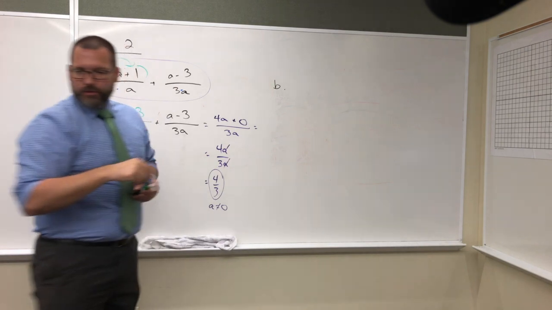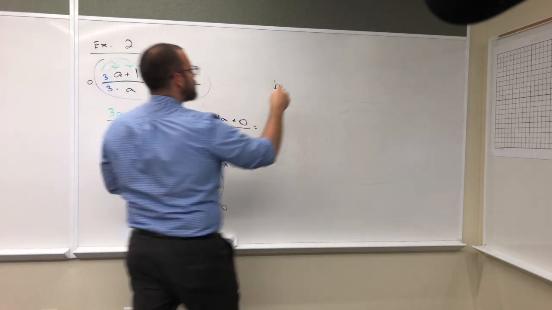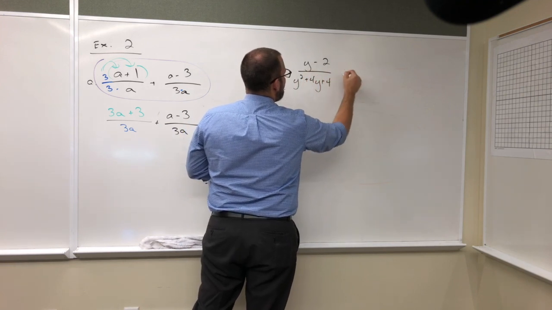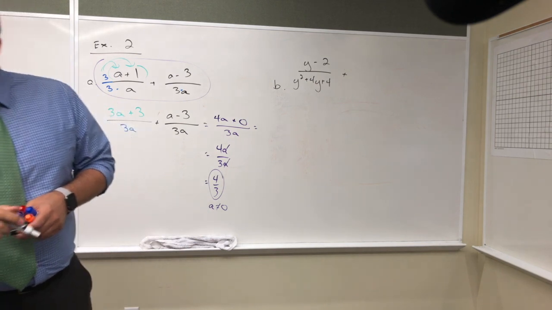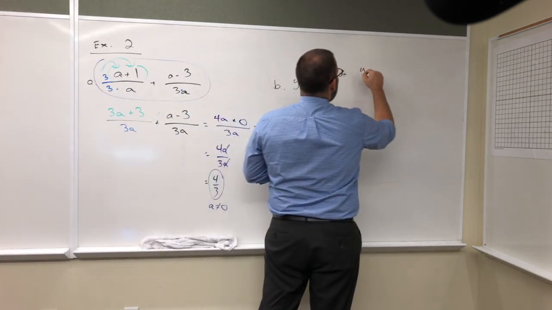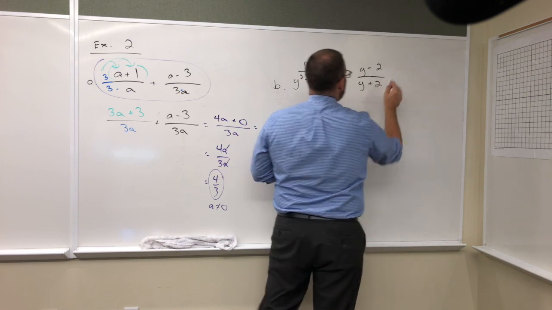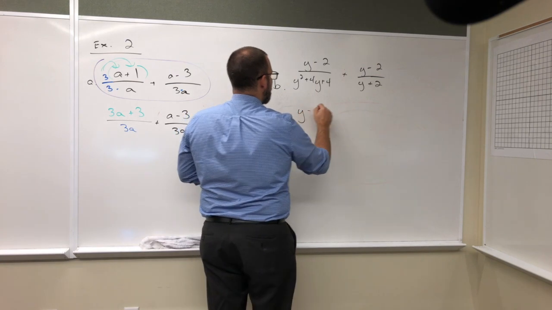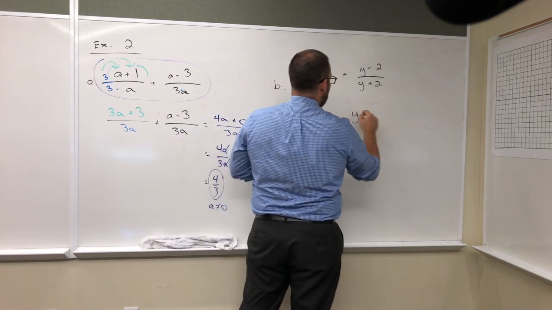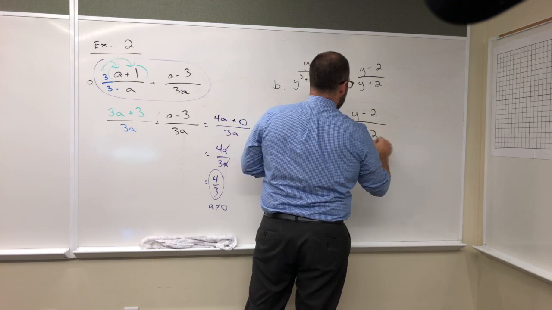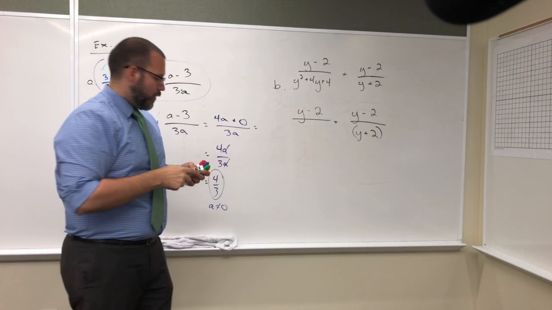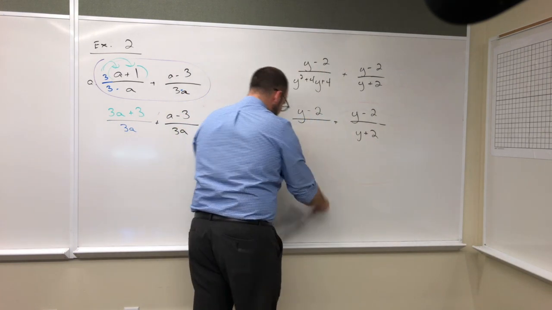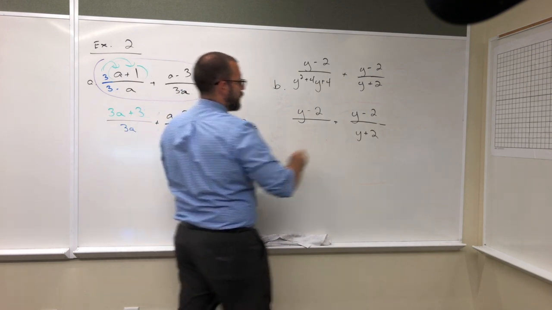Let's do the same thing on example 2b. We've got y minus 2 over y squared plus 4y plus 4. And we're adding that to y minus 2 over y plus 2. All right. First thing I want to do is figure out what my denominators are when I factor them. Notice the fact that my numerators are the same, don't care about at all, right? That makes no difference to me whatsoever. There is no such thing as common numerators when you're adding or subtracting fractions.